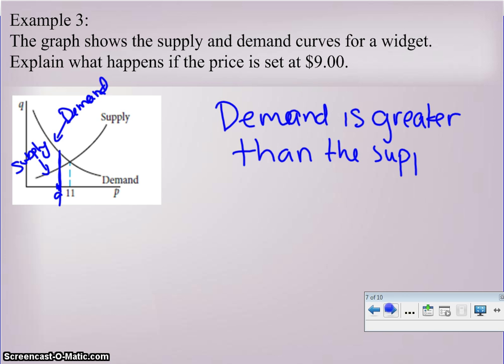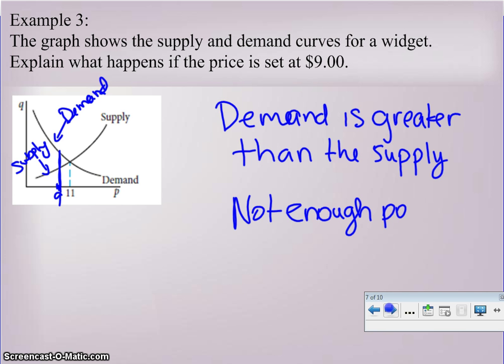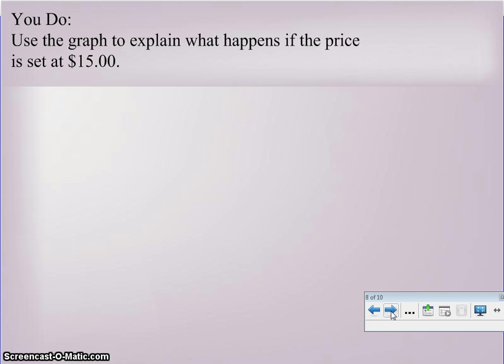Now to go ahead and translate that into everyday language, not enough product. They sold out too quickly because they had too low of a price. And so people came out and started buying it like crazy, and there were more people, there was more demand out there, more people that wanted to purchase it than there was product to be purchased. All right, go ahead and solve this. Press pause. When you're ready, come back. We'll do it together.